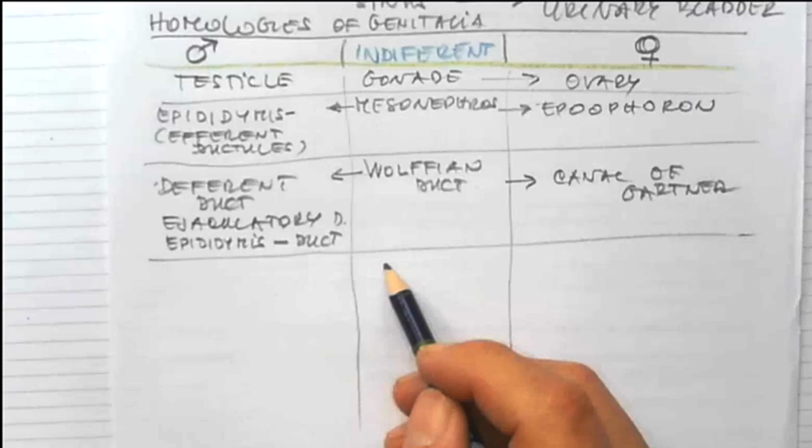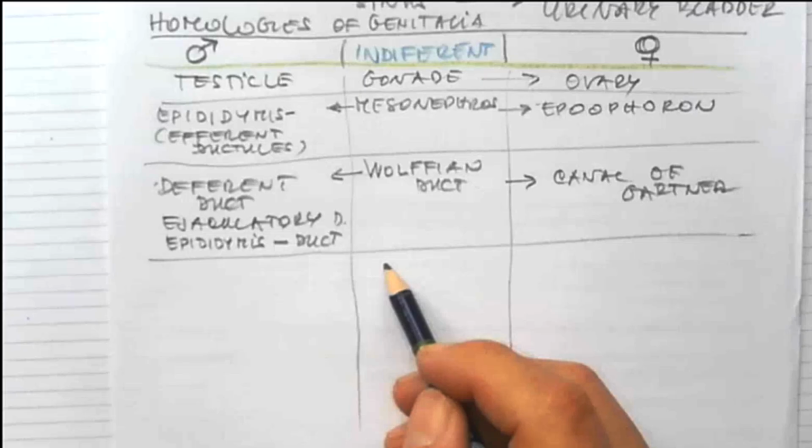corresponds with the bulbo-urethral Cowper's gland, done. Then the prostate gland, or glands, plural, corresponding with the paraurethral glands on the sides of the urethra. And what else?